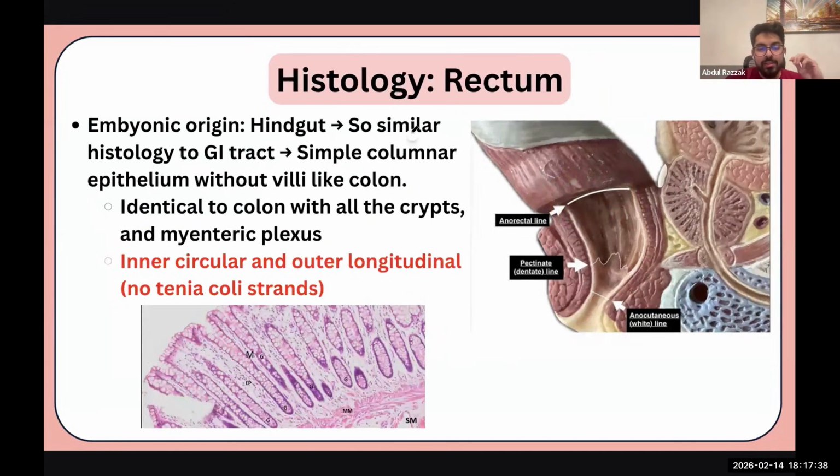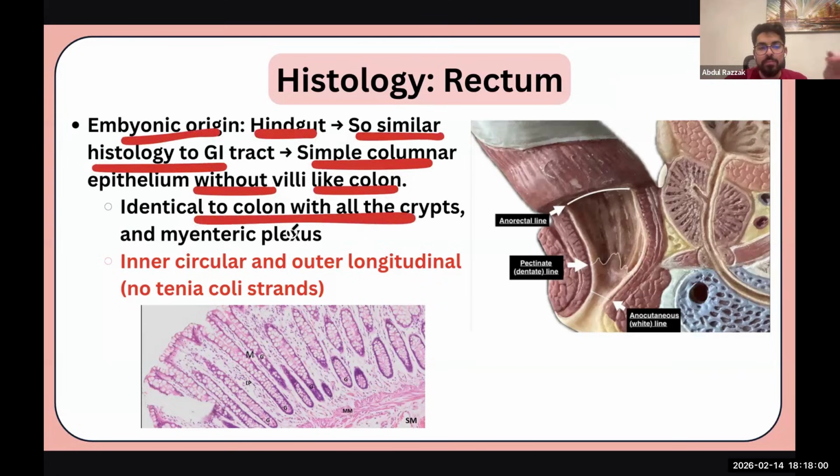Let's discuss the histology of the rectum. So the rectum has the same embryonic origin as all the previous colon. It is part of the hindgut. So it makes sense that it's going to have similar histology to the GI tract. And that's totally the case. It has simple columnar epithelium without villi like the colon. It's very identical to the colon with all the crypts and the mesenteric plexus and whatnot.